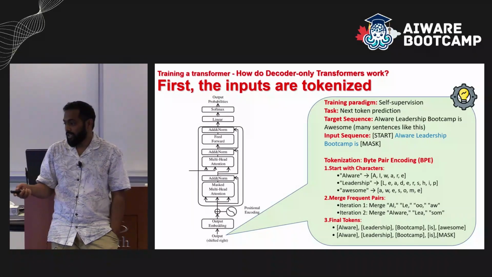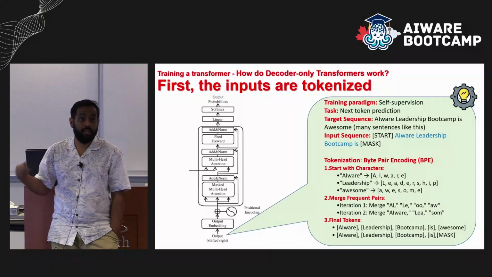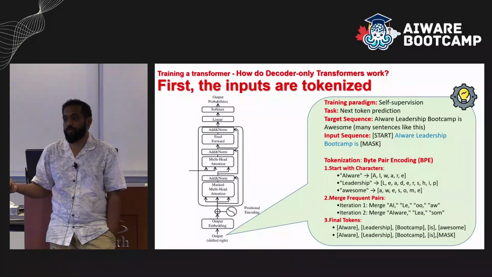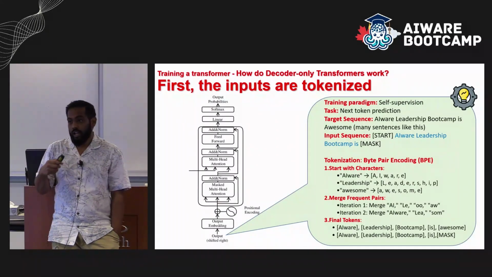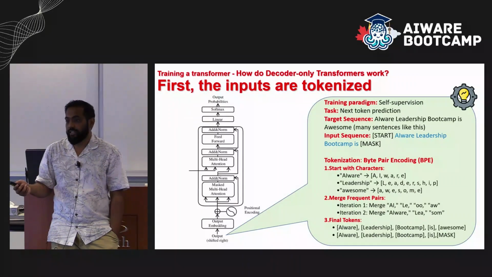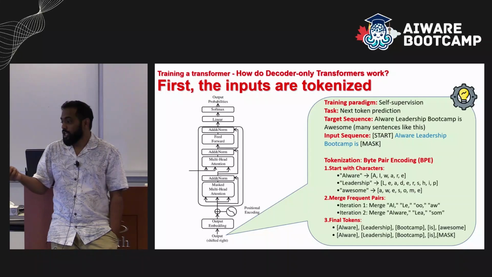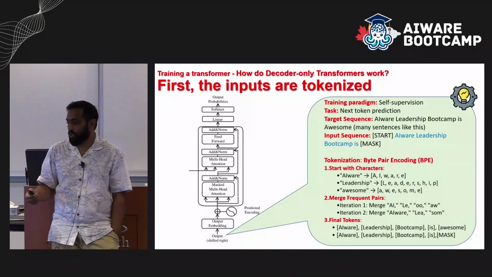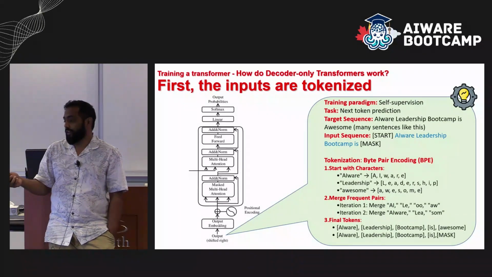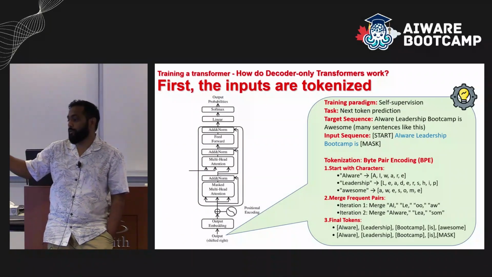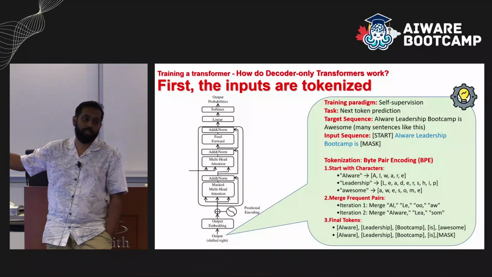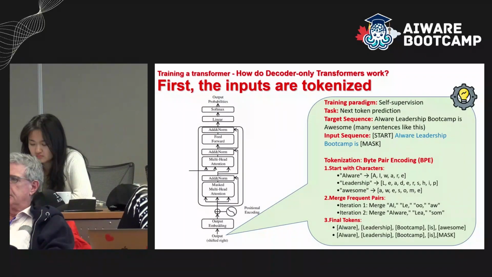And the training paradigm that's used is called self-supervision, where we don't need any labeled data, and that's why we are able to crawl lots of raw internet data and just ask the model to automatically identify what targets it has to train itself on. So the task here is to predict the next token. So for example, if the input sequence is AIware Leadership Bootcamp, it should be able to predict AIware Leadership Bootcamp is awesome. I know I'm biased, but yeah.